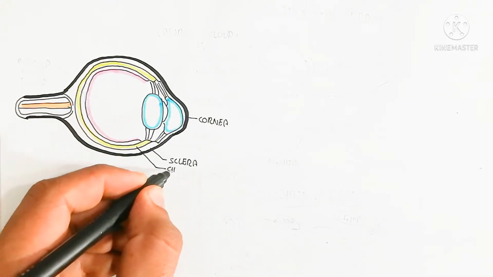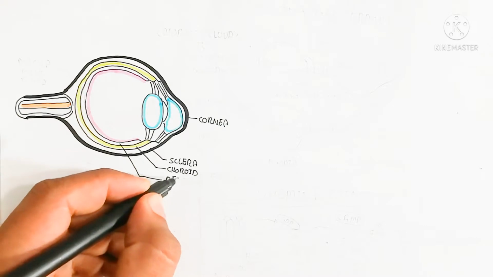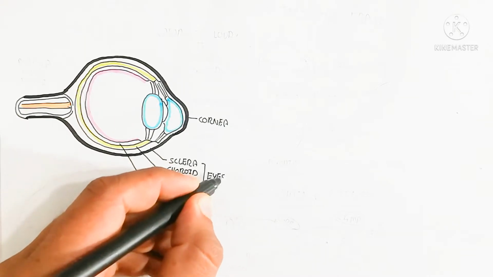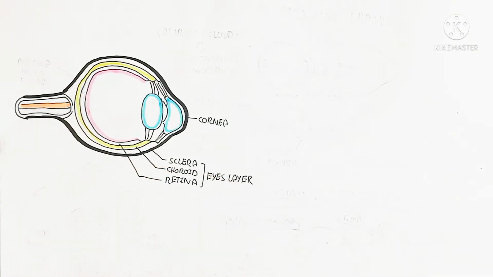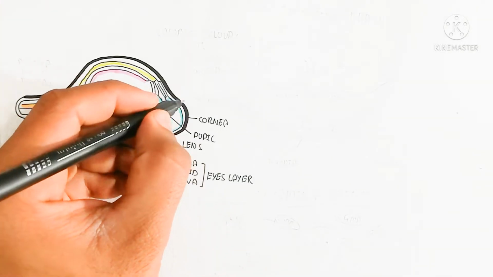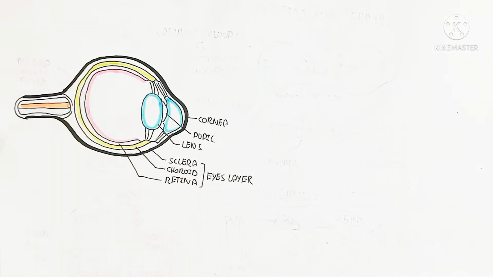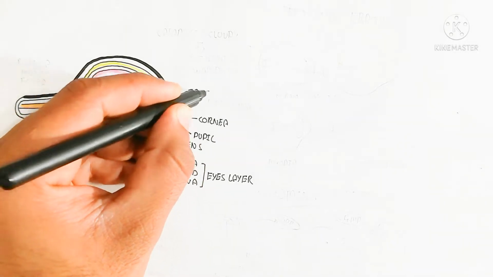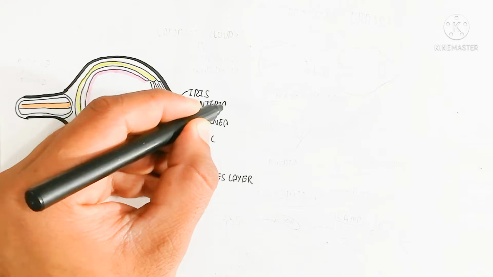First of all, we will understand the structure of the eye. Here are the layers of the eye: sclera, choroid, and retina. Choroid is the middle, while the sclera is the outer and the retina is the innermost layer, which contains a macula. At the back, the fovea is made due to the rod and cone cells. So remember, and here is the iris.